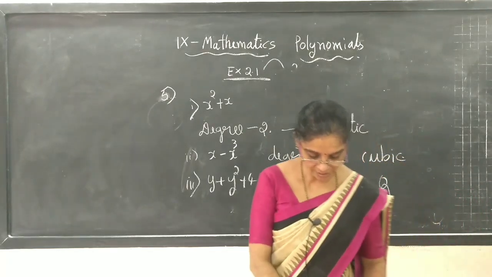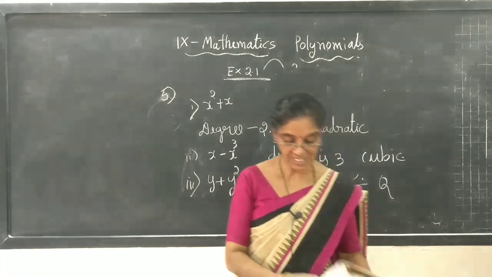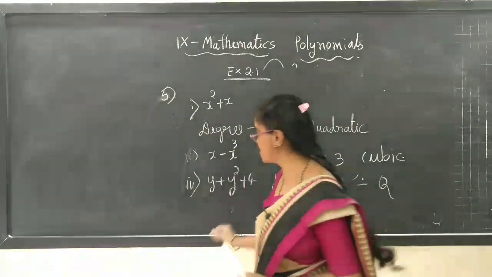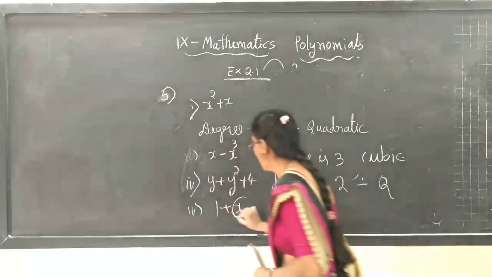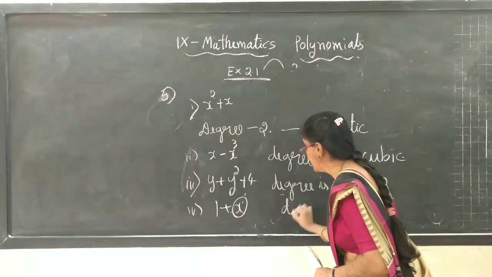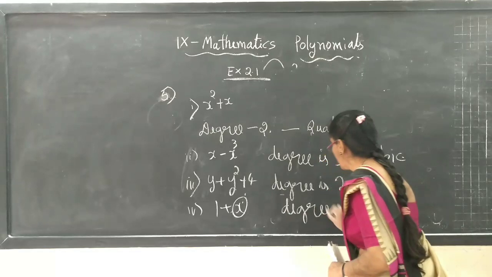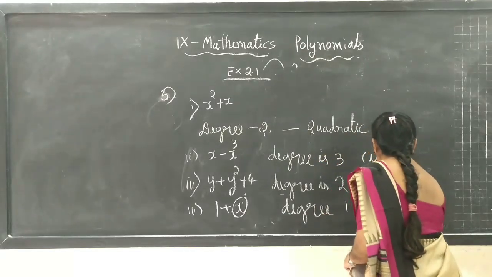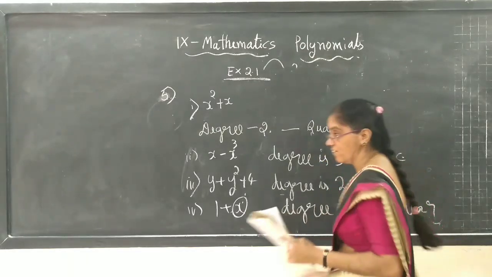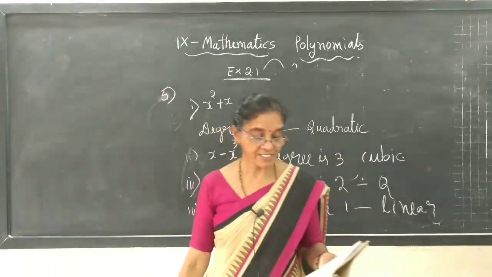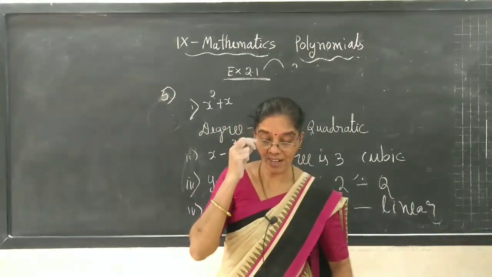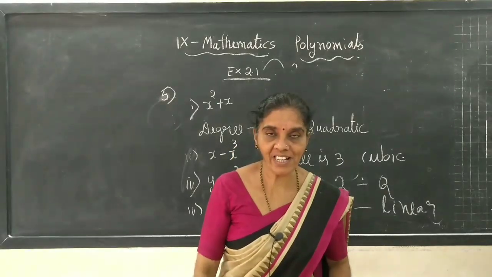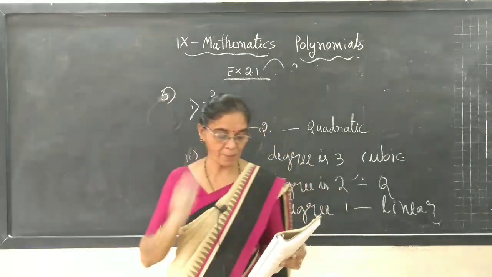And the fourth one, 1 plus x. The highest power is 1, the degree is 1, then it is a linear. If the degree is 1, it is linear. 3t. What is the power of t here? 1. So the degree is 1, again it is a linear polynomial.